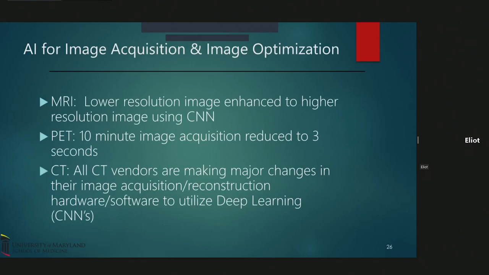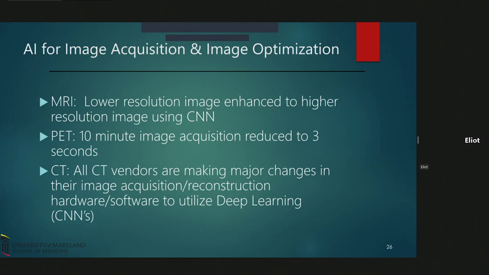So AI is now increasingly being applied for medical image acquisition and optimization. As you all probably know, for MRI, it's being used to decrease imaging times, and it's been successful with major reductions in imaging time and actually being able to create higher resolution images in shorter periods of time.